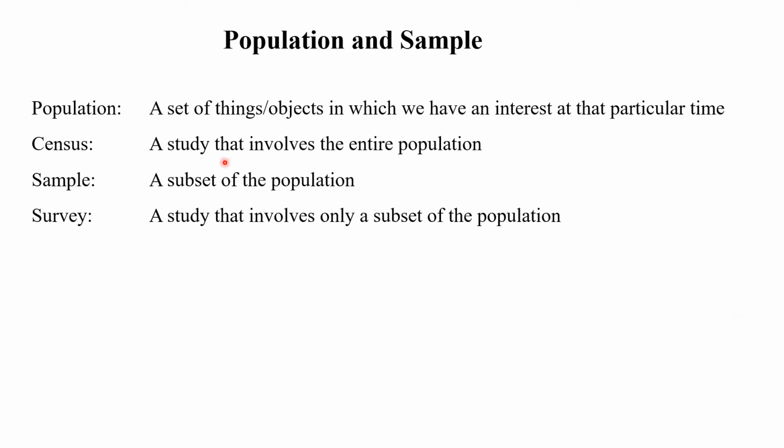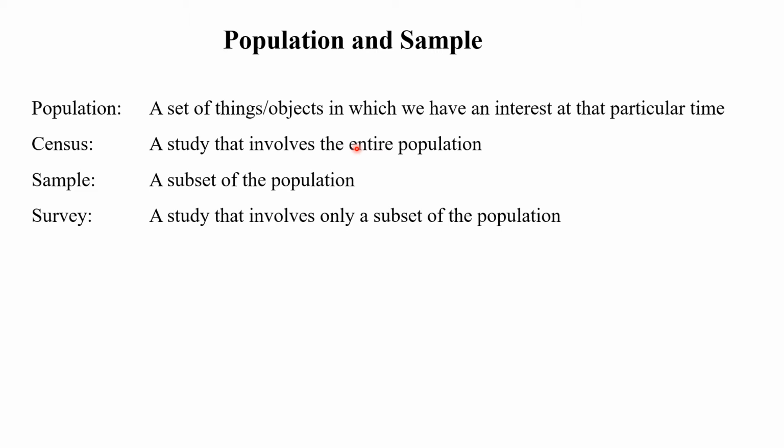Population is defined as a set of things or objects in which we have interest at a particular time. So I'm interested in college students. Then the things or objects, in this case, students, are my population. If you are interested in diabetic patients, then my population of interest is all the diabetic patients. If we study the entire population, it's called a census. Supposing there are 10,000 diabetic patients in a society, you study all the 10,000, that is called a census. Everybody is counted, the entire population.